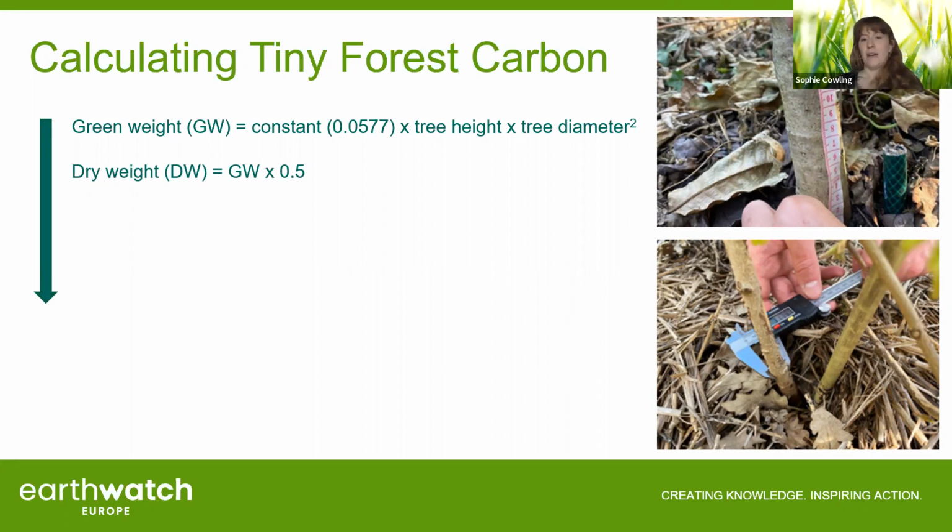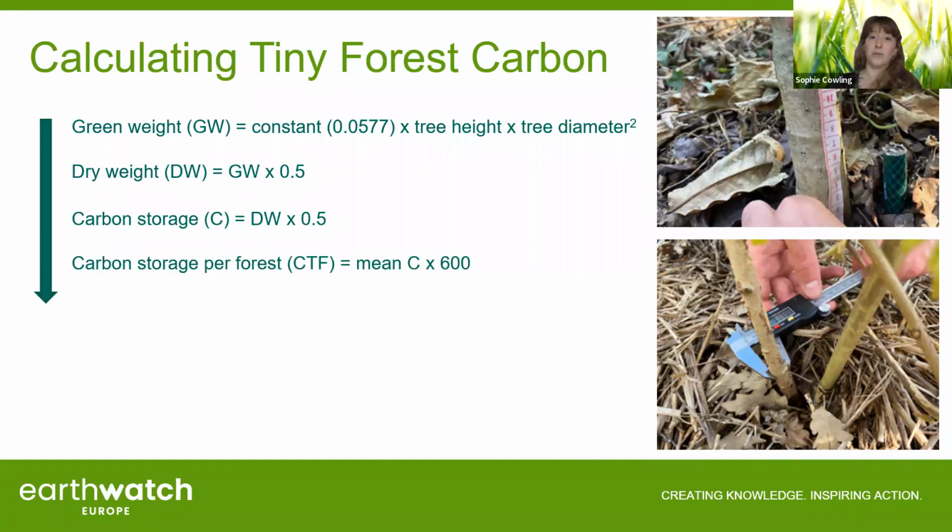And then it's very simple, we calculate the carbon storage as being half of the dry weight. So we calculate the green weight from the measurements you've given us, then halve it to find the dry weight, and then halve it again to find the approximate amount of carbon that's stored. And through experimental research, that's been found to be approximately right when they've actually taken trees out of the ground and weighed them.